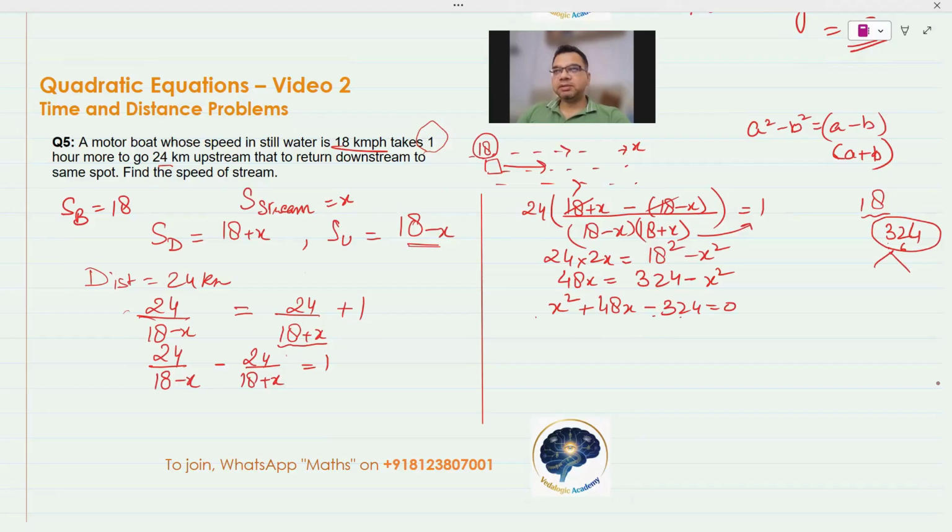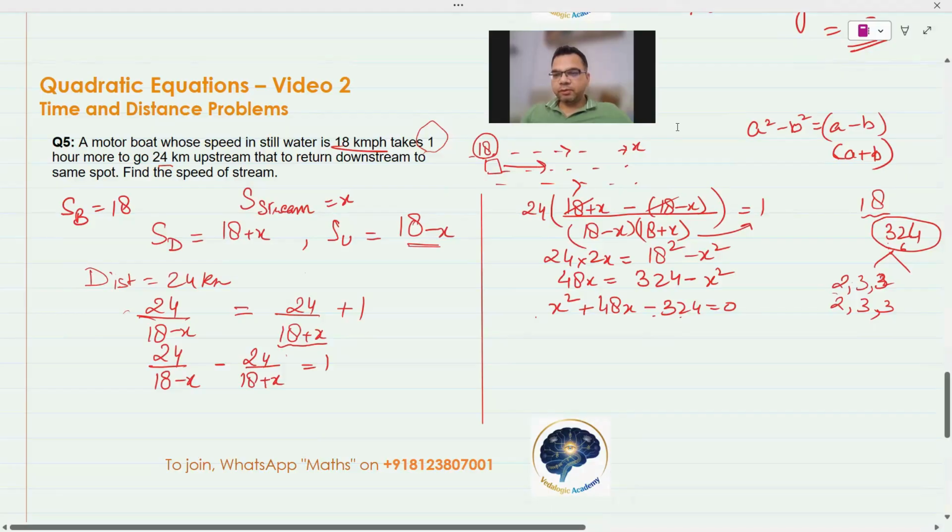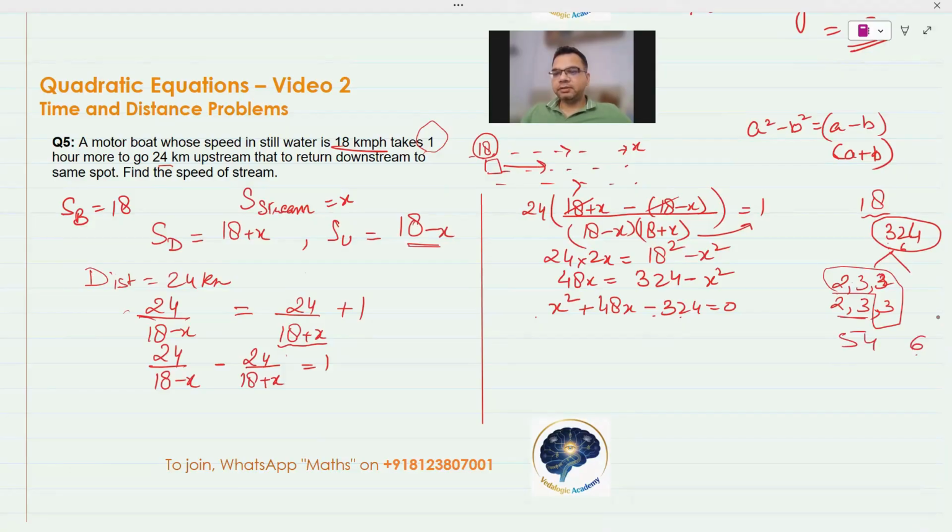So if I see, let's say 18, 18 2s are 36, 36 plus 6 9, that won't work. So 2 into 3 into 2, the 9 to the 18, and we have again this thing here. So to find the factors, what we are going to do is, we are going to take like this. So 3 3 are 9, 9 3 are 27, 27 2 is 54, 54 minus 6 is 48. So this is what we are going to take. So it will be 54 and 6.